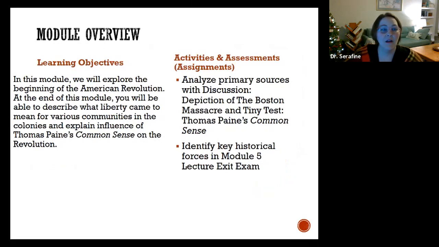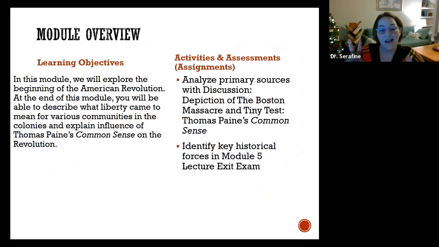We're also going to focus on Thomas Paine's Common Sense, and you do have a tiny test primary source analysis of that, an excerpt from Thomas Paine's Common Sense. You also have some primary source analysis you're going to do as a group conversation, so you can see what other people got out of the primary source. That primary source is Paul Revere's depiction of the Boston Massacre. And then, of course, you just have a short Module 5 lecture exam. If you haven't done this, you might want to go ahead and make sure you've seen the questions on that Module 5 lecture exit exam, so you'll be ready to jot down the answers when we get to them.